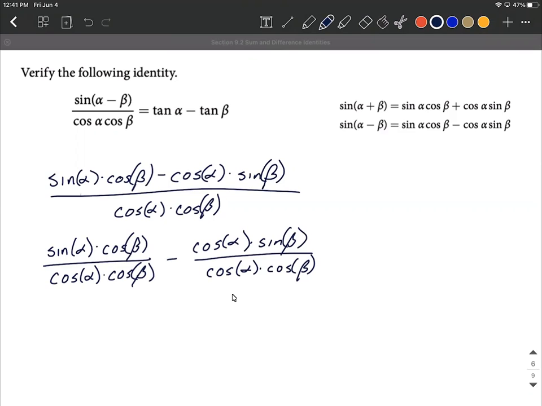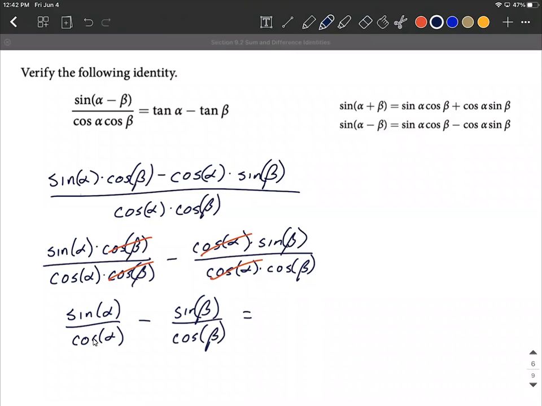All right, from here, let's work on simplifying down. Whenever you have the exact same factor in the numerator and denominator, we're going to be able to say that creates a 1. So cosine of beta over cosine of beta, that makes a 1. Cosine of alpha over cosine of alpha, that makes a 1. So what we're left with is going to be sine of alpha over cosine of alpha minus sine of beta over cosine of beta.